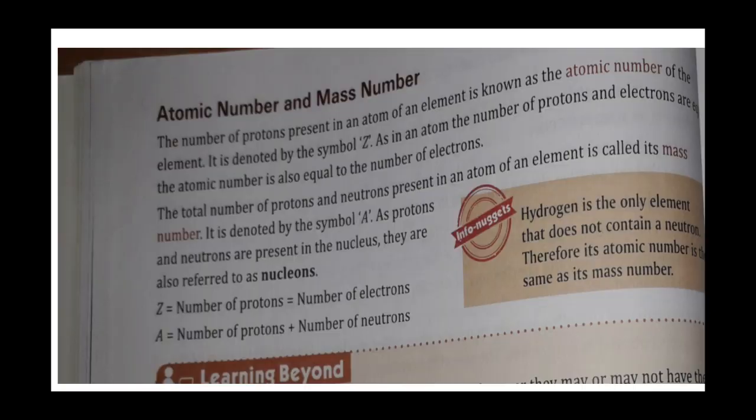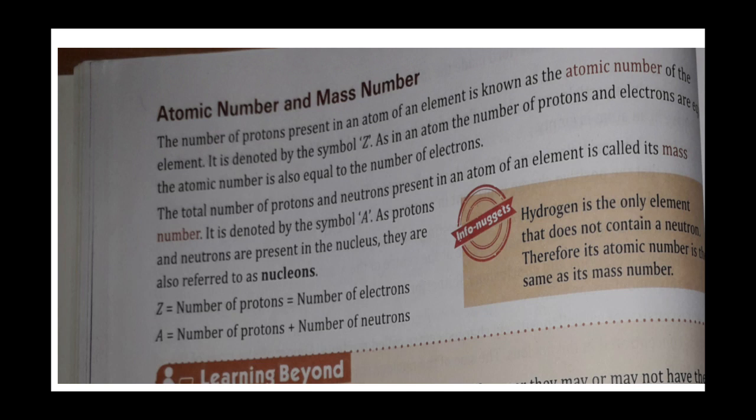Now I want to discuss atomic number and mass number. The number of protons present in the nucleus of an atom is called its atomic number. It is represented by Z. The atomic number of an element is the number of protons present in the nucleus of its atom, and therefore equal to the number of electrons in a neutral atom of that element. So the number of protons is equal to the number of electrons. The number of protons gives the total positive charge present in the nucleus of the atom. That is why atomic number is also equal to the positive charge in the nucleus of its atom.